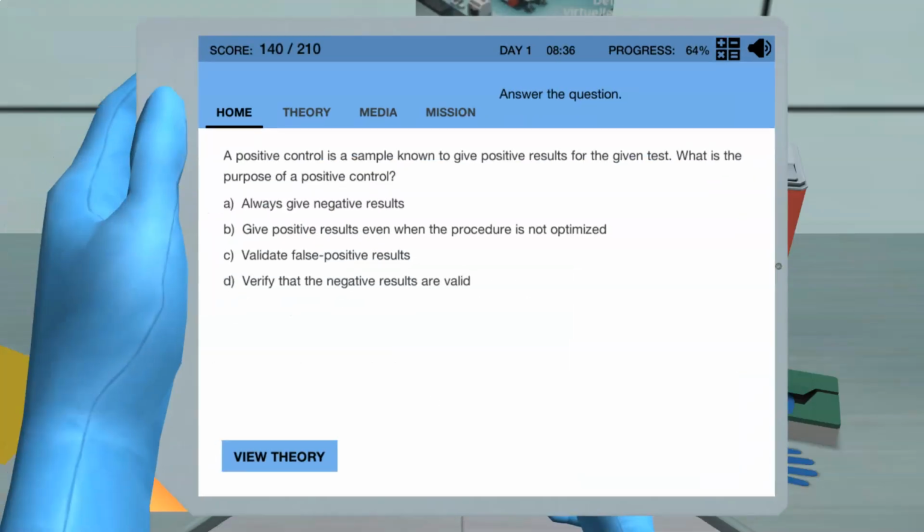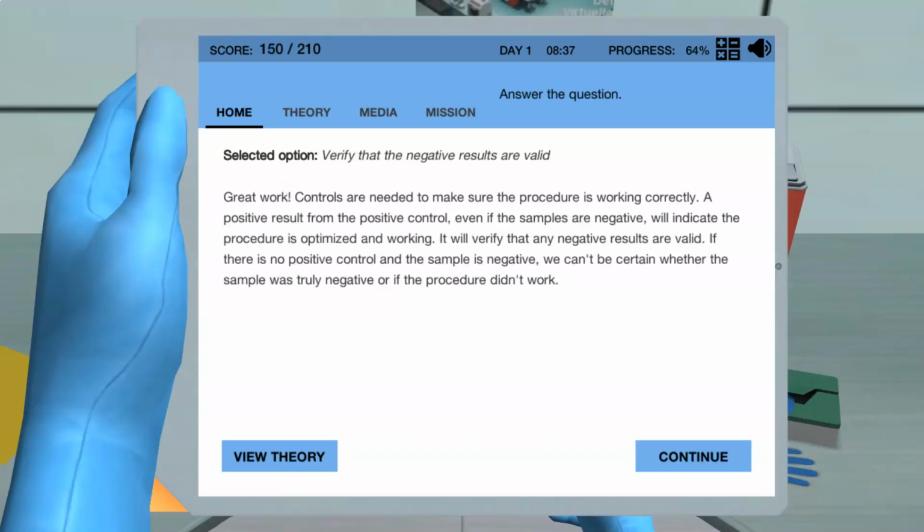A positive control is a sample known to give positive results for the given test. What is the purpose of a positive control? Controls are needed to make sure the procedure is working correctly. A positive result from the positive control, even if the samples are negative, will indicate the procedure is optimized and working. It will verify that any negative results are valid. If there is no positive control and the sample is negative, we can't be certain whether the sample was truly negative or if the procedure didn't work.